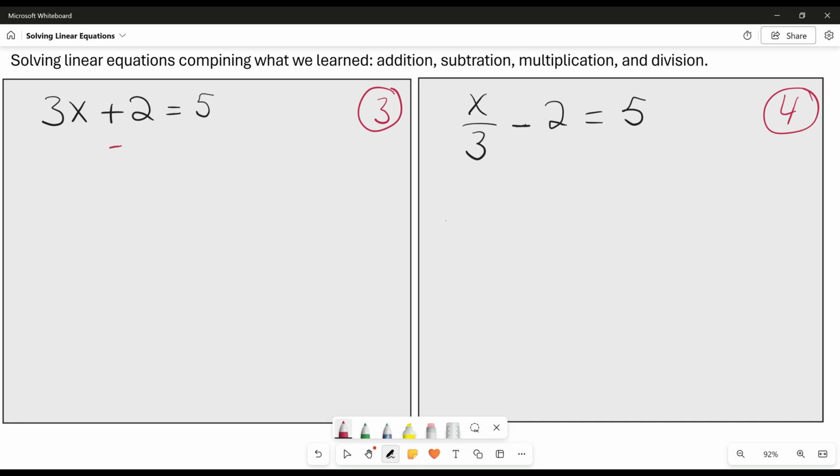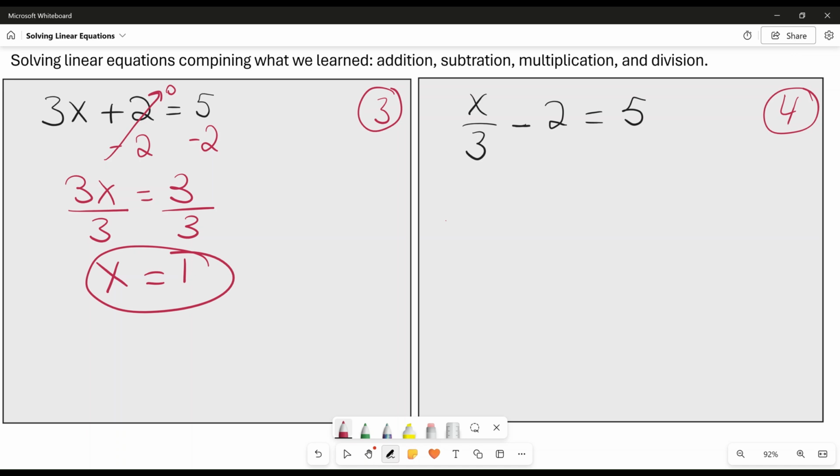So you want to subtract that 2 from the 5 in order to combine like terms. So we're going to subtract 2 from both sides. That will result in this being 0. So I get 3x equal 3. Then what's the opposite of multiplication? Division. Yeah, you get x equal 1.